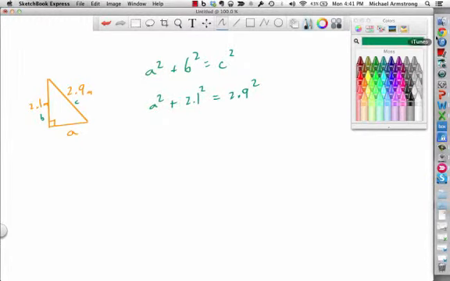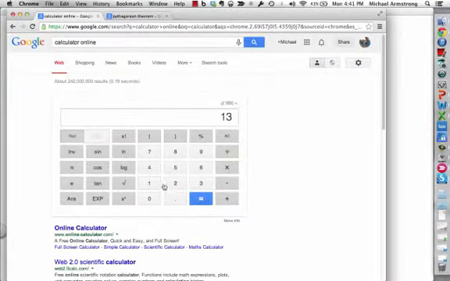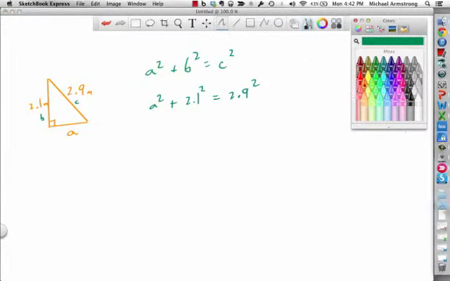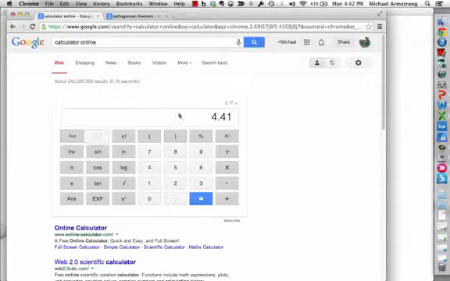So 2.1 to the second power is equal to 4.41. Alright, so that's going to be a squared plus 4.41, and 2.9 to the second power is equal to 8.41. You could see that because 2.9 is almost 3. 3 to the second power is 9, so that works, 8.41.